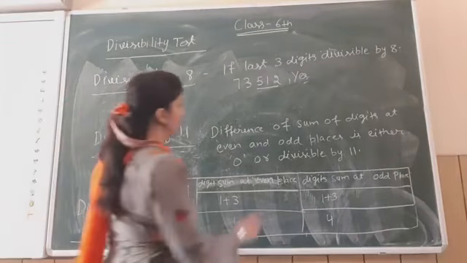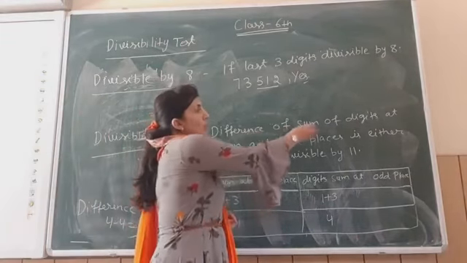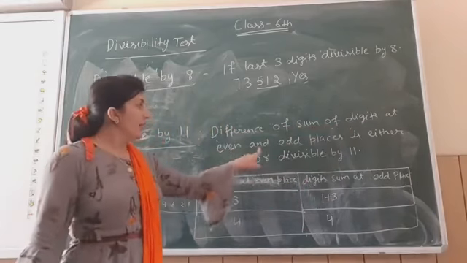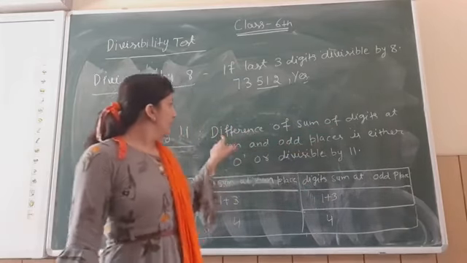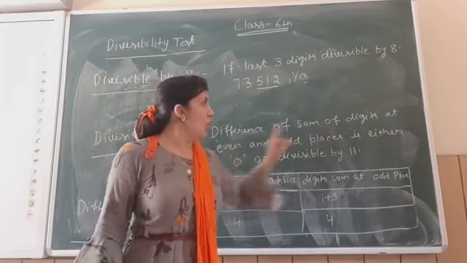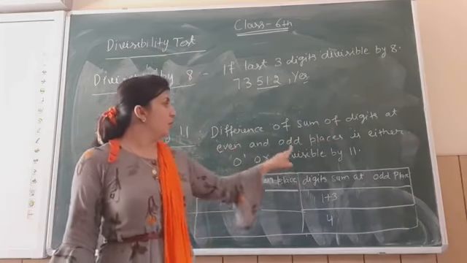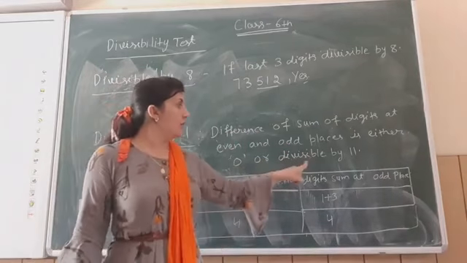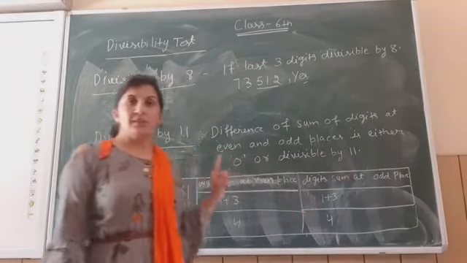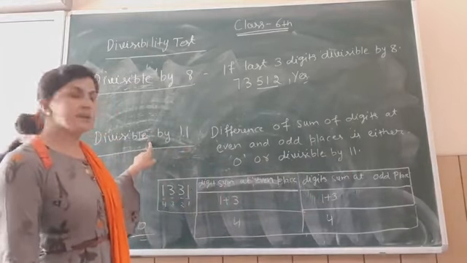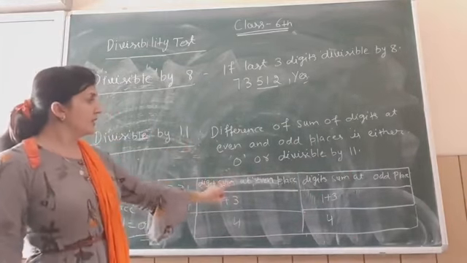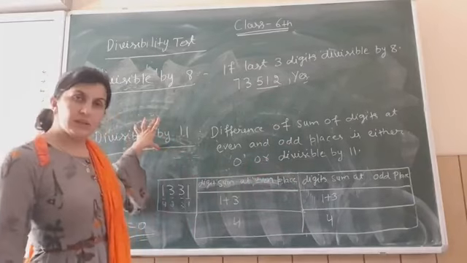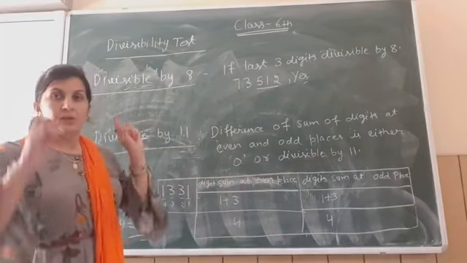Now come to the definition. The difference of the sum of digits at even and odd places is either 0 or divisible by 11. If the difference is 0, then we say that yes, it is divisible by 11. If the difference is divisible by 11, then we say that yes, it is divisible by 11.